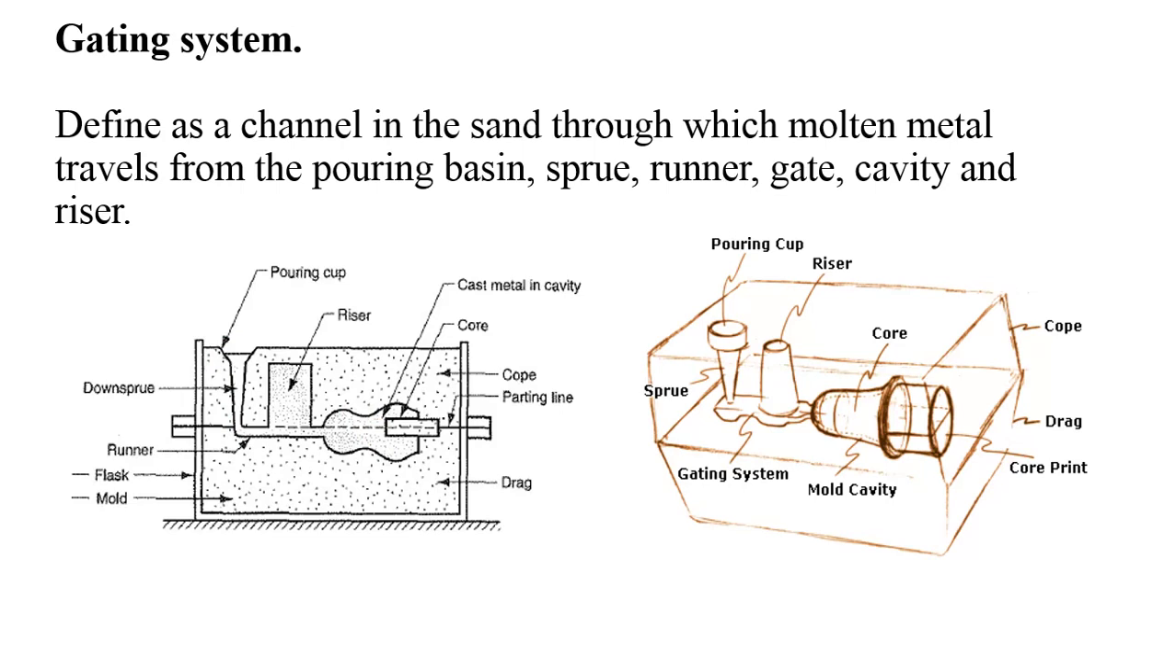So here you can see it can be defined as a channel in the sand through which molten metal travels from the pouring basin. So this is called as a pouring basin. Then a sprue. Then this is a sprue base. Then runner. Then a riser. Then again it will pass through the runner, or after runner and the cavity, the intermediate section will be called as a gate. So gate may be present or may not be present, so it is optional.